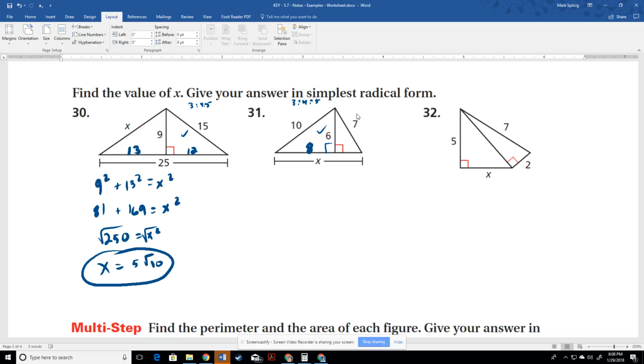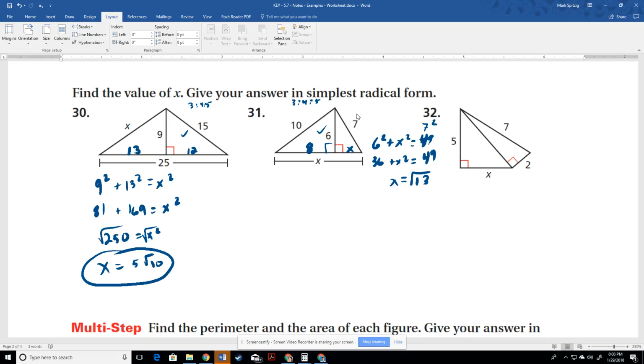We still need to find this part, because then we can add them together to find x. So we're still going to have to say, all right, well, 6 squared plus this missing piece, which I'll call x squared, equals 7 squared, so 36 plus x squared equals 49. Now we got both. All right, and we got 13, so radical 13 is going to be x.